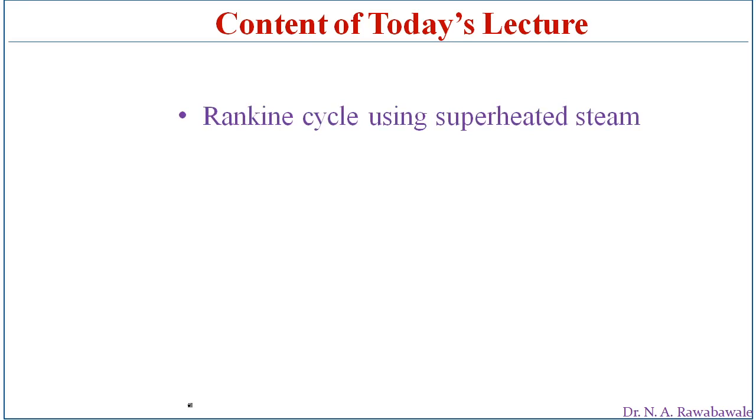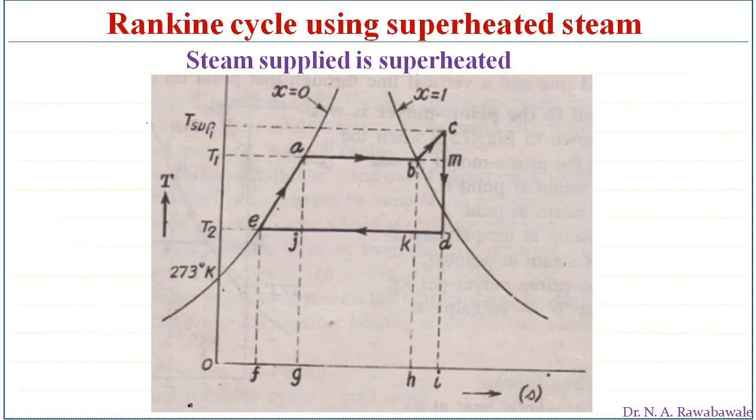So contents of today's lecture are Rankine cycle using superheated steam and modified Rankine cycle. So let us consider the TS diagram of Rankine cycle using superheated steam. In previous class we have seen the steam was generated starting from point A to B. So this B was somewhere here in wet region. The evaporation of steam was going to be stopped in between, say B dash. Today we call that as B.